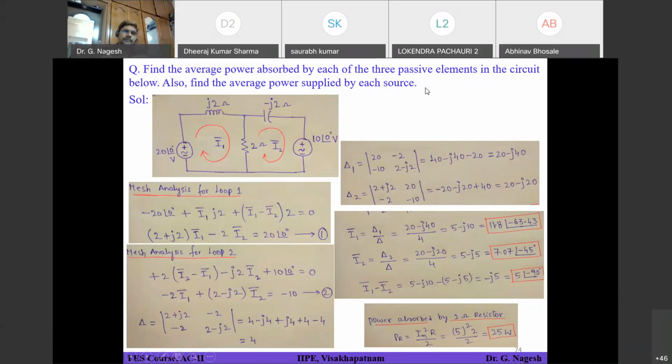So what is the average power supplied by the left hand side voltage source? That is 20 at an angle of 0 degrees. How much? 50 watts. Okay, so it will be Vm Im by 2 into cos of theta minus phi. You can calculate: V is 20, Im is I1, which you have to consider as 11.8, into cos of 0 minus of minus 63, divided by 2. If you do that, you are going to get 50 watts.